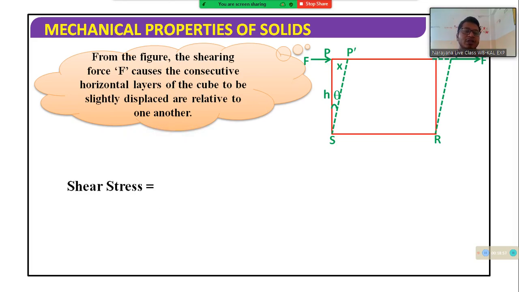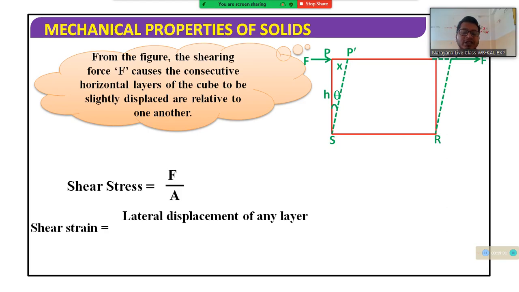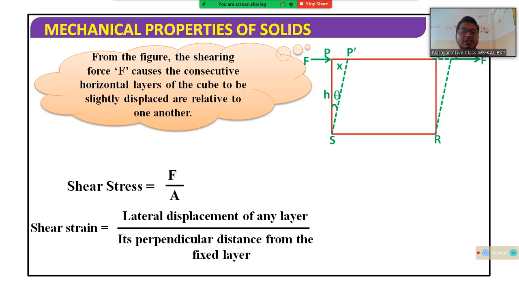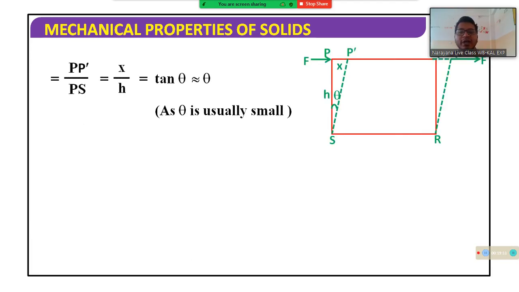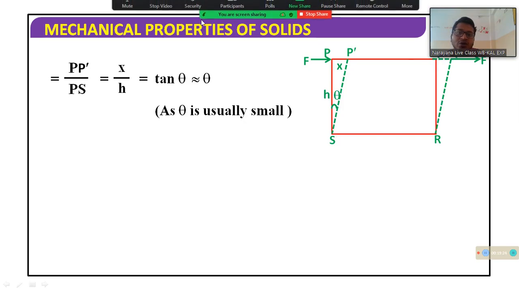The stress equals F by A, and the strain equals the lateral displacement x divided by the perpendicular distance h. So it is defined as x by h equals tan theta. Usually if theta is very small, then tan theta is approximately theta. I repeat, if theta is very small, then we can write tan theta equals theta.